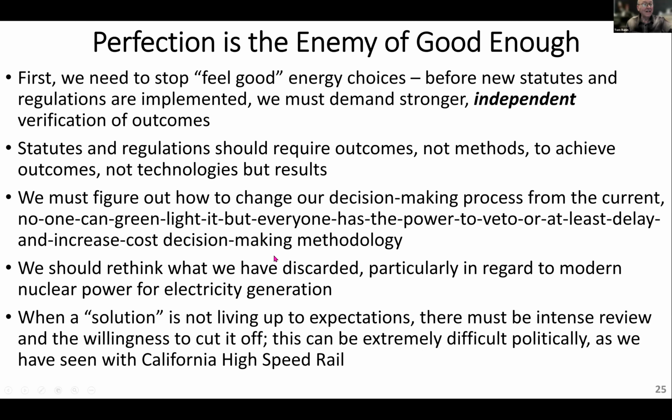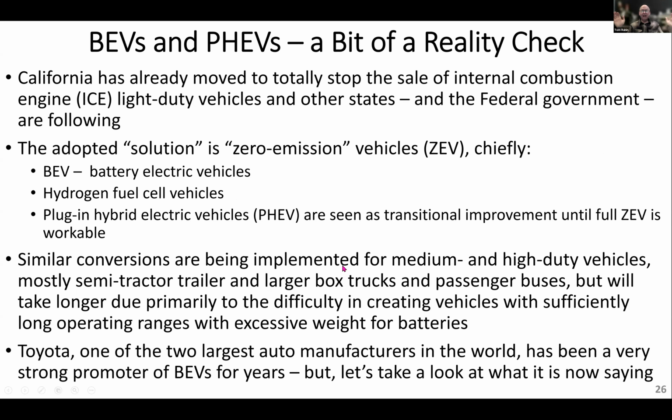Okay. Finally, when we see something that was supposed to work and isn't producing, we have got to take a look and we've got to be willing to cut it off. And again, California high-speed rail. Now, let's look at where we're going in transportation. So we have ICE, internal combustion engines, which this state has already moved to stop sales of new ones after the cutoff, I believe 2035. And other states and the federal government are seriously considering that. Some are pretty far along in that.